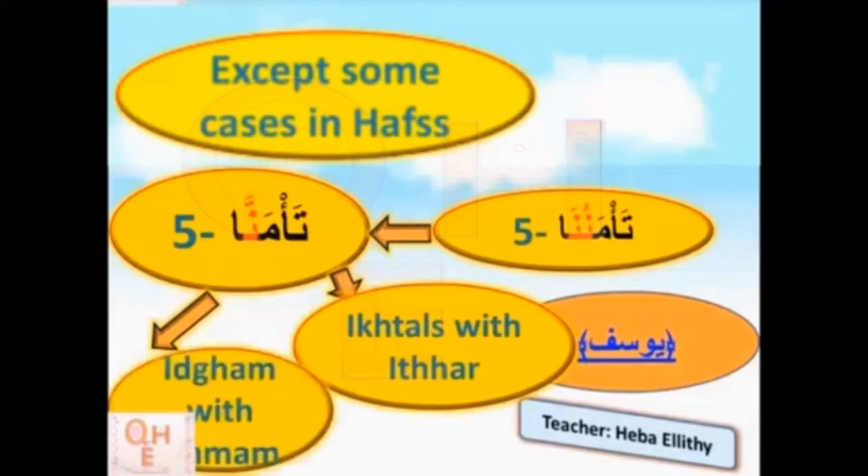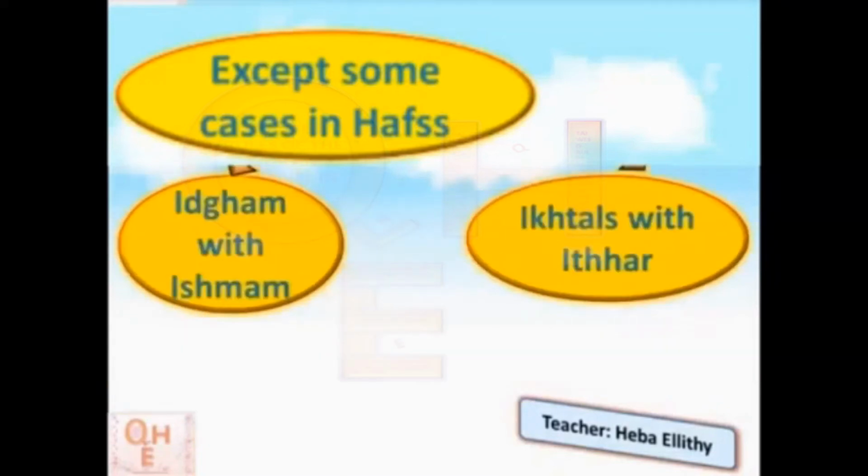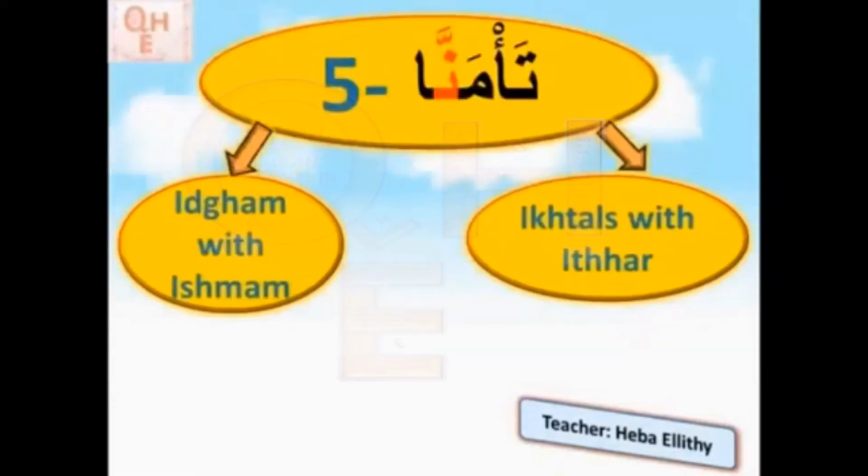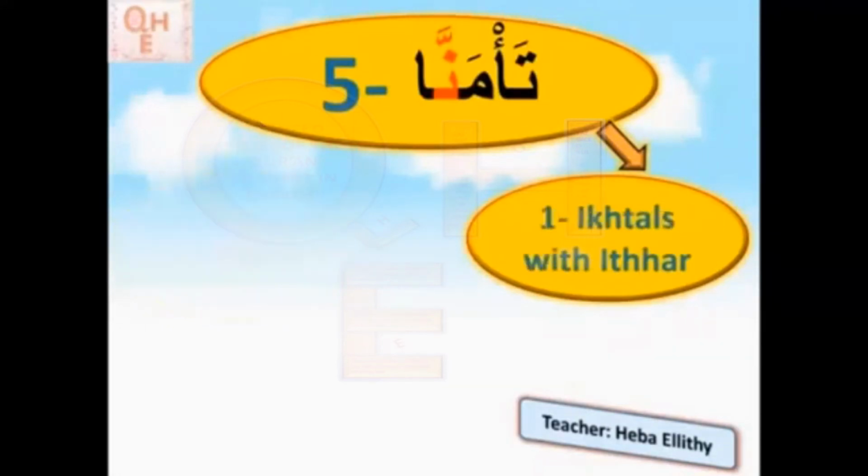And second way, we make إدغام with إشمام. Let's go together and see what we mean by these two. Let's explain first. I make it here more clear for you. First way is اختلاس with إظهار, or إظهار with اختلاس. And second way we make إدغام with إشمام. So how can we do it?